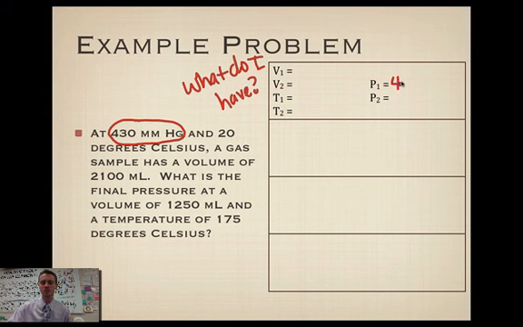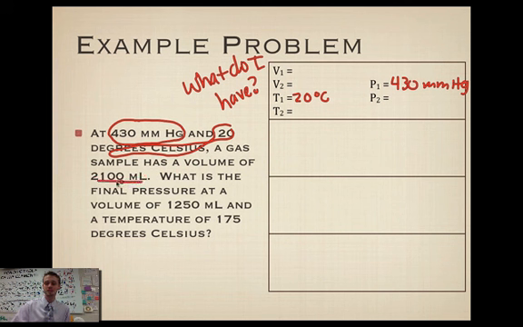So I'm going to say that's my pressure 1, 430 millimeters of mercury. Now I'm going to ask myself, do I have a volume or a temperature that goes with that? And right here, they give me a temperature of 20 degrees Celsius. Then I'm going to ask myself, is there a volume that goes with it? Look here, there is. They say it has a volume of 2,100 milliliters. So I'm going to put 2,100 milliliters.